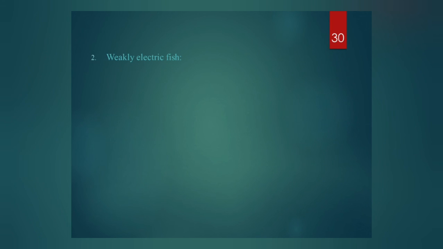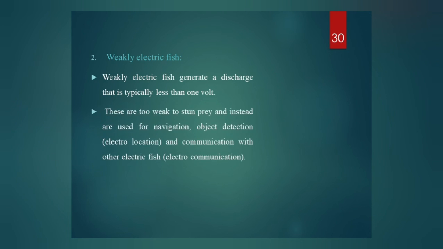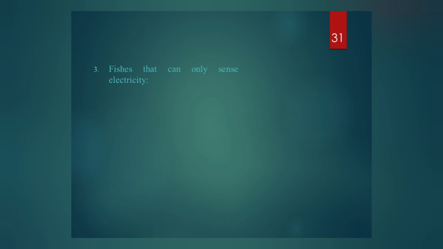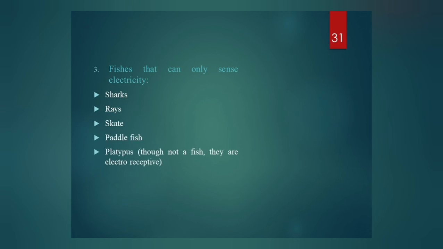Second is weakly electric fish. Weakly electric fish generate a discharge that is typically less than 1 volt. These are too weak to stun prey and instead are used for navigation, object detection, and communication with other fish. Examples can be Peter's elephant nose fish, black ghost knifefish, and many more. The third category includes fishes that can only sense electricity, such as sharks, rays, skate, paddlefish, platypus.